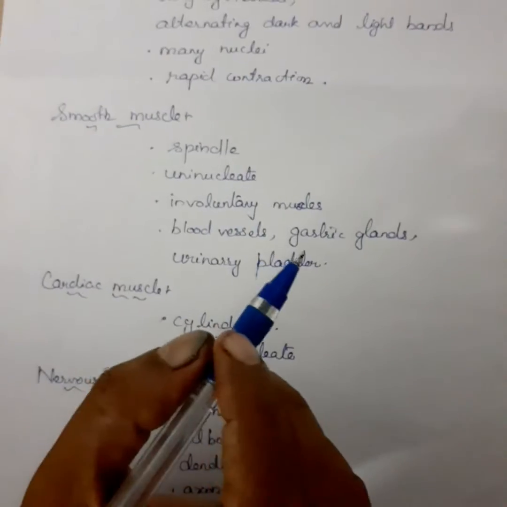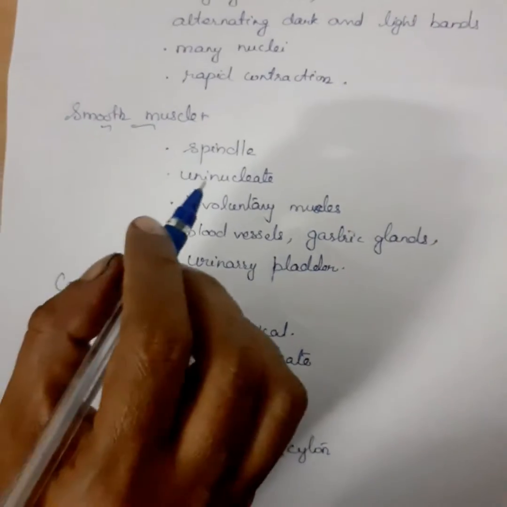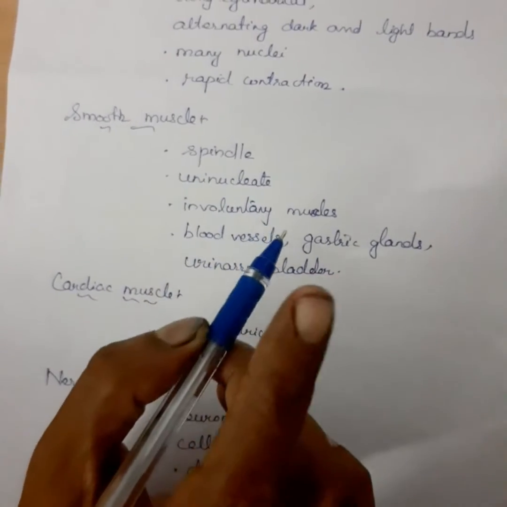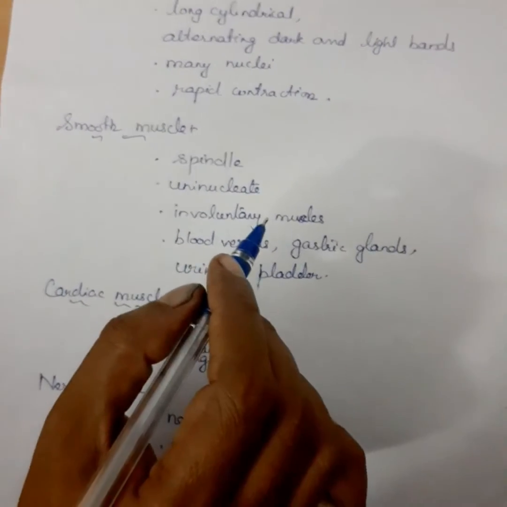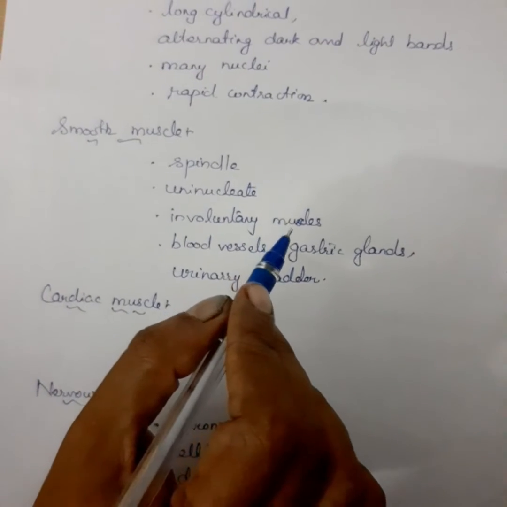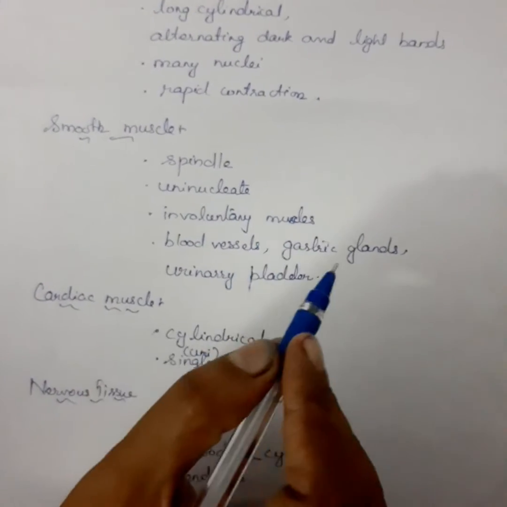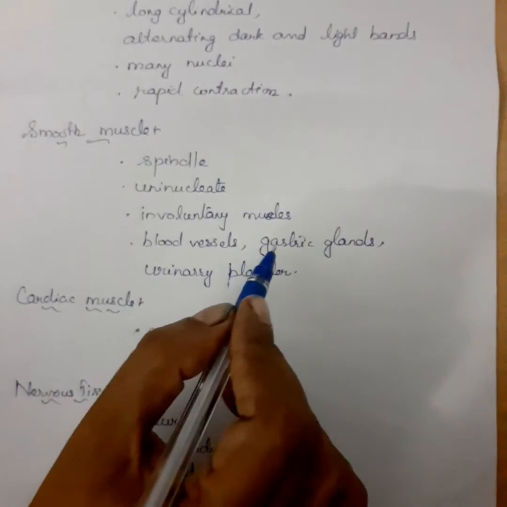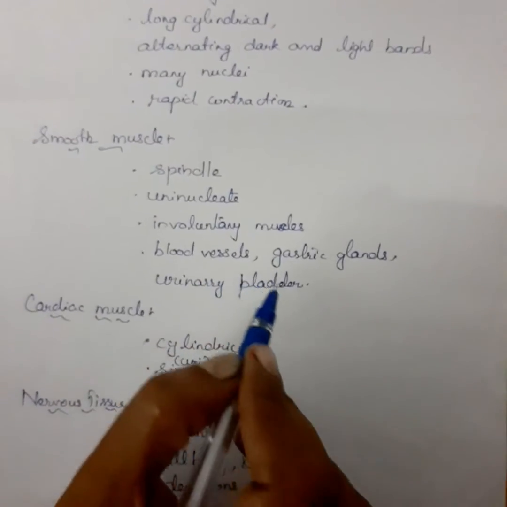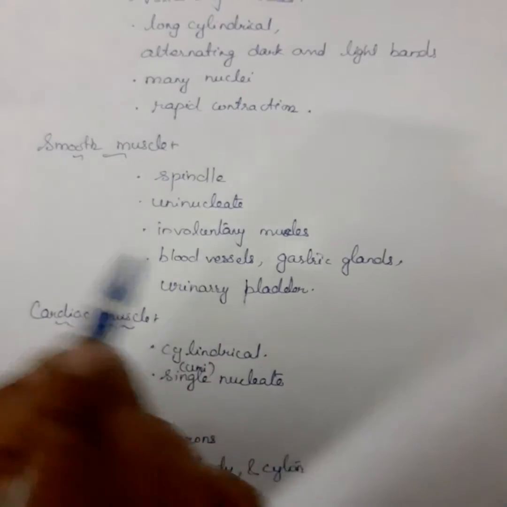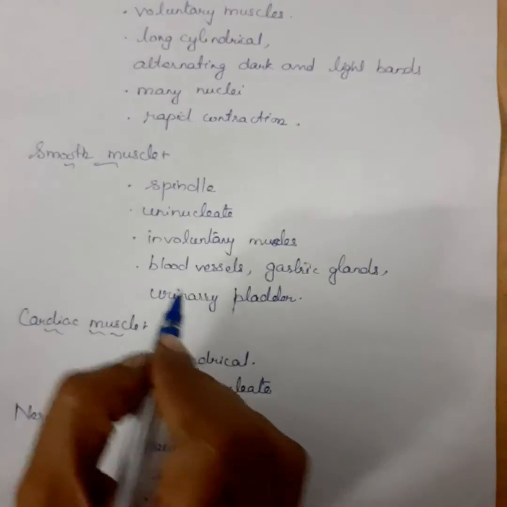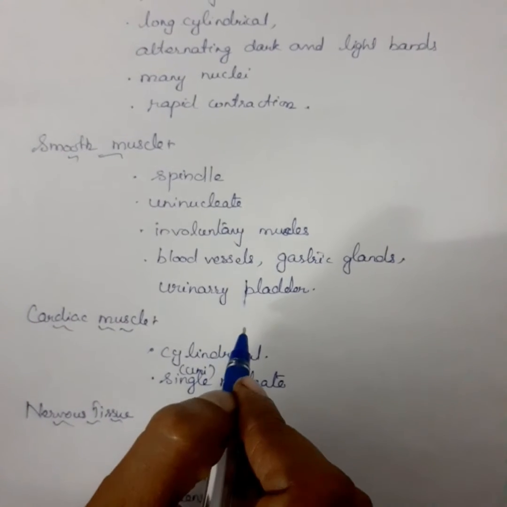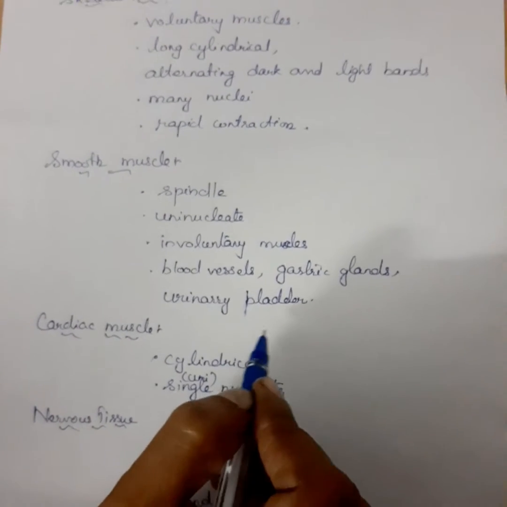Once again, I am repeating. These are found in the internal organs. They have a single nucleus, and they are not under the control of our will. So they are called involuntary muscles. We see these types of muscles in blood vessels, gastric glands, intestine, and urinary bladder.